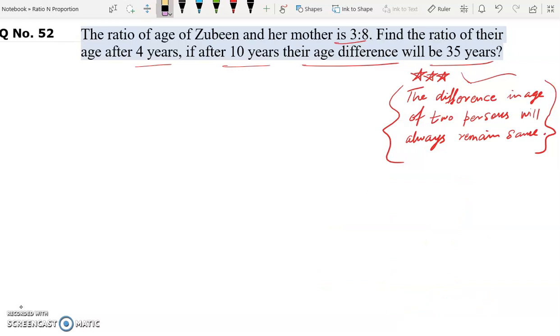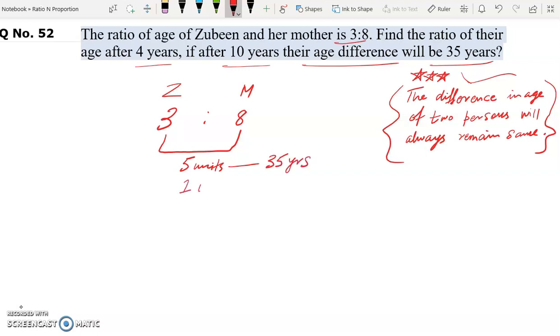So in this question it's given that the present age of Jubin and her mother is how much? 3:8. This is Jubin and this is mother. Now this is the ratio. Now if we take the difference, 8 minus 3 is how much? 5 units. This is the difference in age, and the actual difference in age is given. Their age difference will be 35 years. So 5 units represents how much? 35 years.